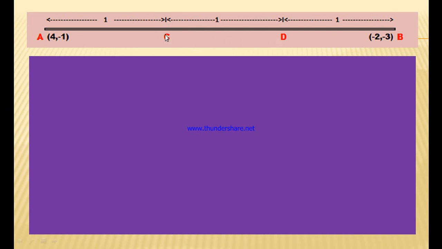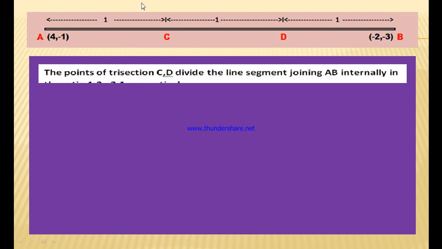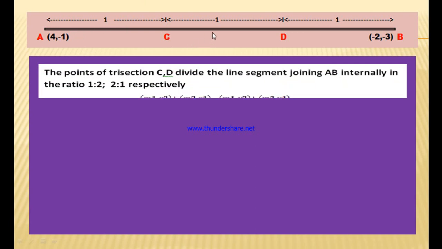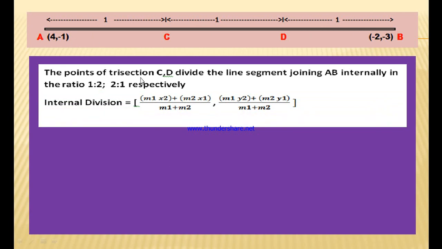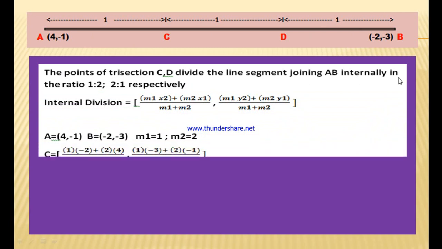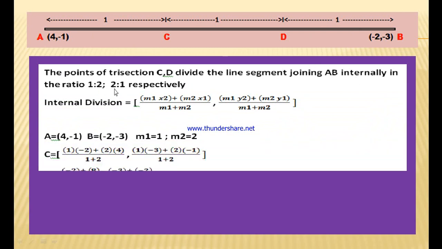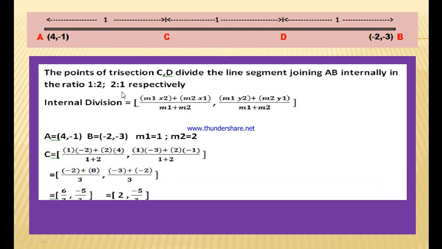If you observe, C is at a distance of 1 unit from A, and C is at a distance of 1 + 1, 2 units from B. Therefore, C divides the line segment AB in the ratio 1:2. Whereas D is at a distance of 1 + 1, 2 units from A and 1 unit from B. Therefore, the points of trisection C, D divide the line segment AB internally in the ratios 1:2 and 2:1. 1:2 is the point C and 2:1 is the point D.